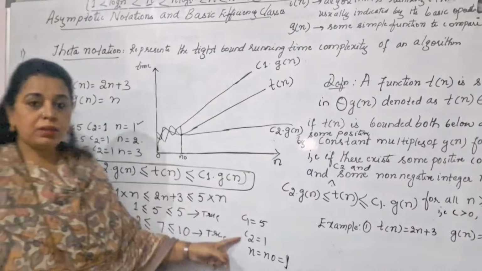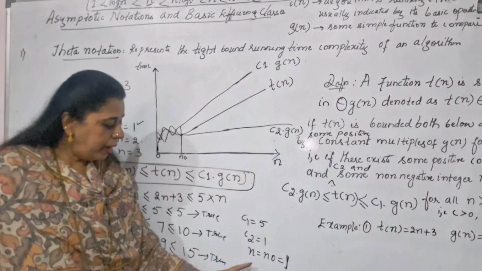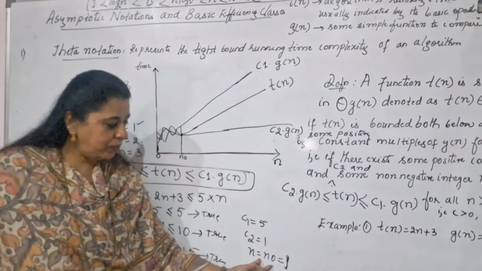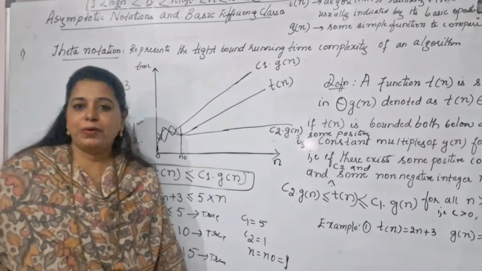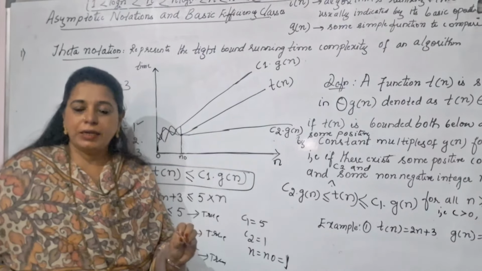As per the definition, the constant should be greater than 0. Yes, it is greater than 0. And n0 should be greater than or equal to 1. Yes, it is. n should be greater than or equal to n0. Yes, it is greater than or equal to n0. So this is how you have to understand this theta notation.